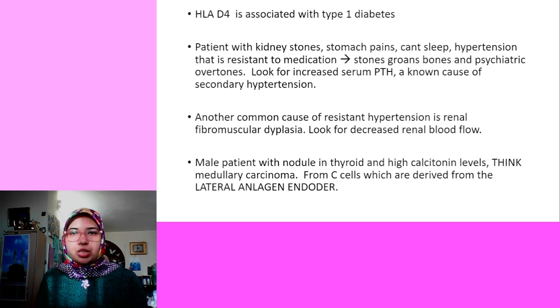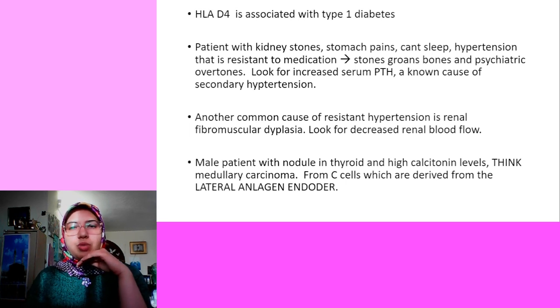You find a case of a patient who is resistant to some therapy. You want to consider hyperparathyroidism. Another common cause of resistant hypertension is renal fibromuscular dysplasia. You want to look for decreased renal blood flow.